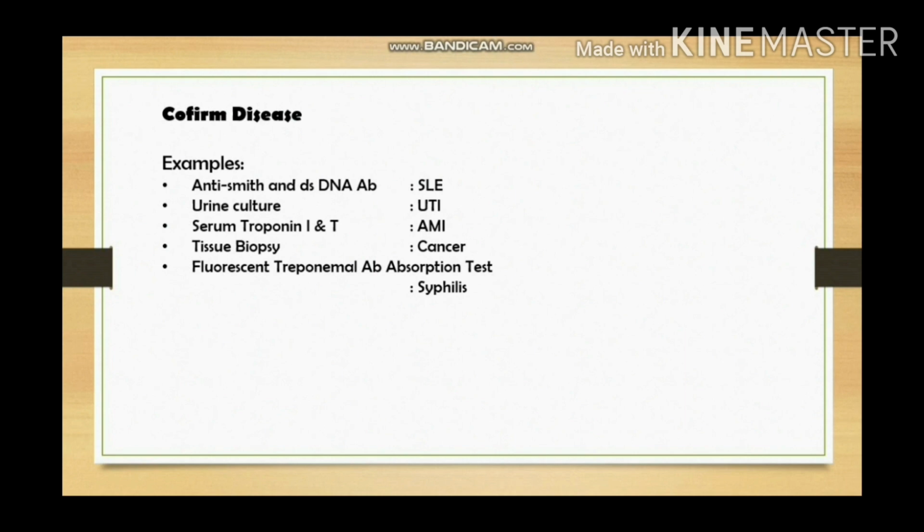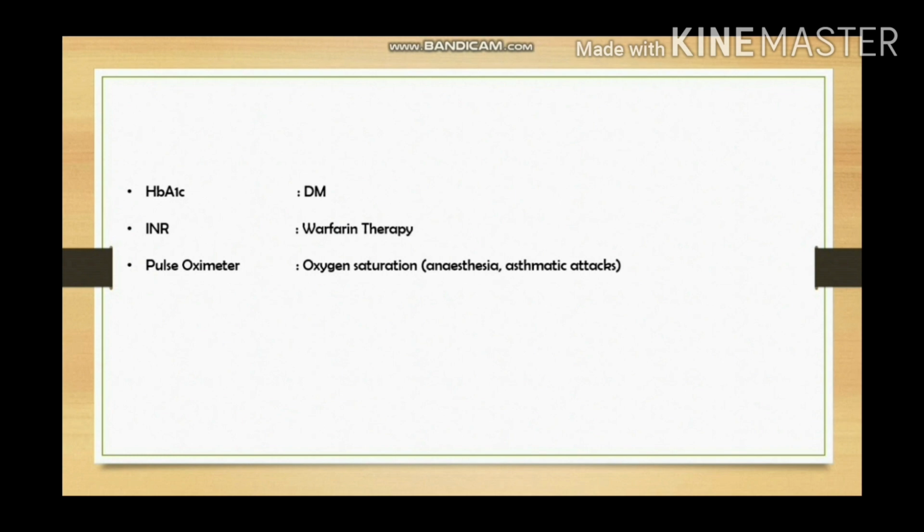Now, if the patient has high fever along with high WBCs and pain in micturition and other urinary problems, the physician is going to order a urine culture to confirm the microorganism that has infected the urinary tract, and hence to confirm urinary tract infection. Serum troponin T and I are used to confirm acute myocardial infarction. Tissue biopsy has always been the gold standard for confirmation of cancers.